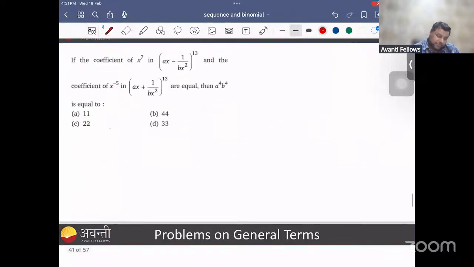Now let's jump to the next question. See the next question. Give it a try. Very easy question again, but this question is from JEE Advanced 2023. And very simple question. Just quickly try.